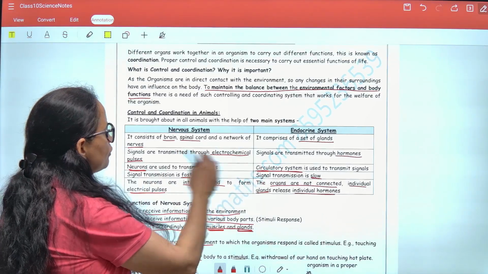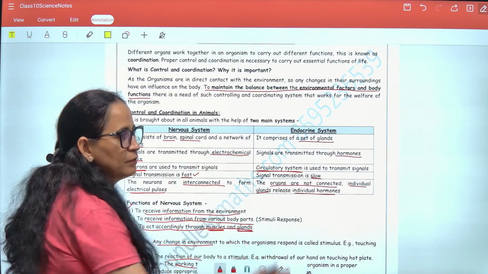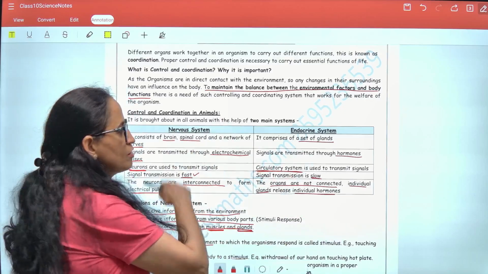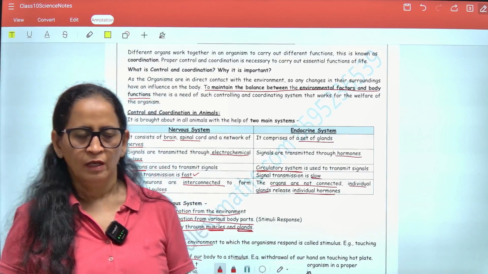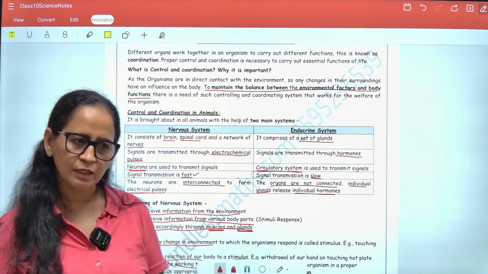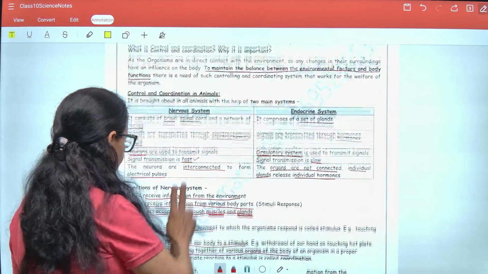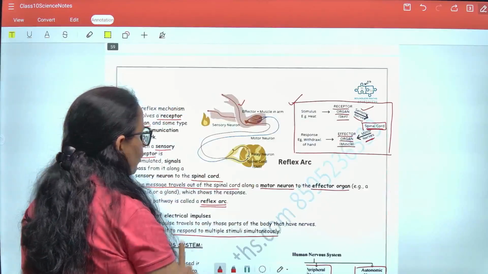So these are the differences between the two systems in case you need to write, and you can even include the limitations that we have talked about. The nervous system relays messages sequentially, and the endocrine system can work simultaneously on multiple organs, right? Now let's come to the next part of this chapter, that is the coordination in plants.